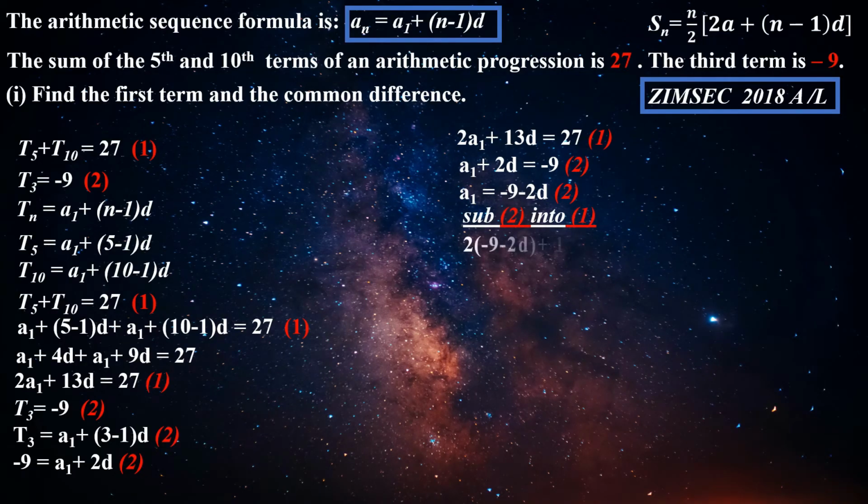So we're going to have 2, and for a it's going to be negative 9 minus 2d plus 13d is equal to 27. Now let's simplify. We're going to have negative 18 minus 4d plus 13d is equal to 27. So right there it's negative 4d plus 13d, and you should be good in directed numbers.